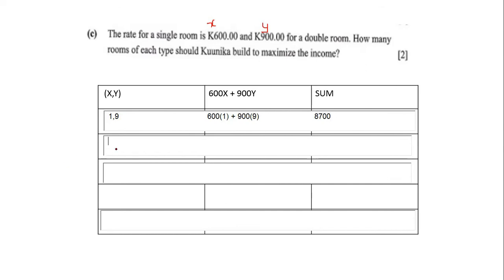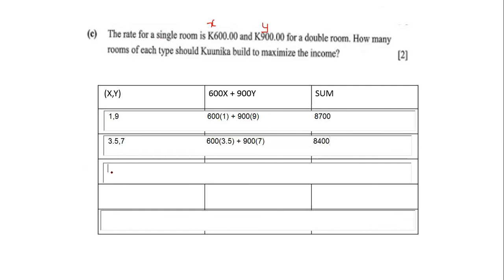Also, you enter the coordinates as we have identified there. This one was 3.5 comma 7. Then you substitute into that equation, which will be 600 multiplied by 3.5, plus 900 multiplied by 7. Your answer there will definitely be 8,400. You go to the next.